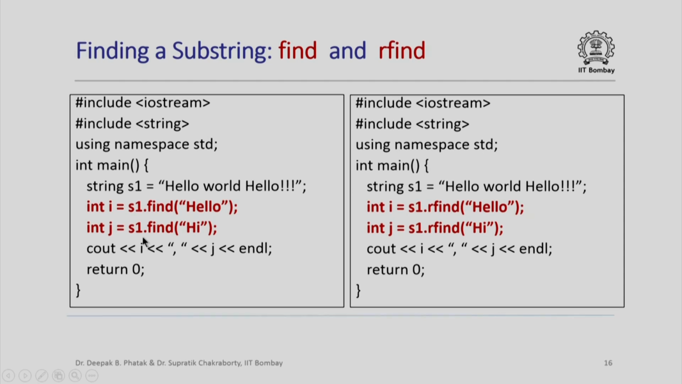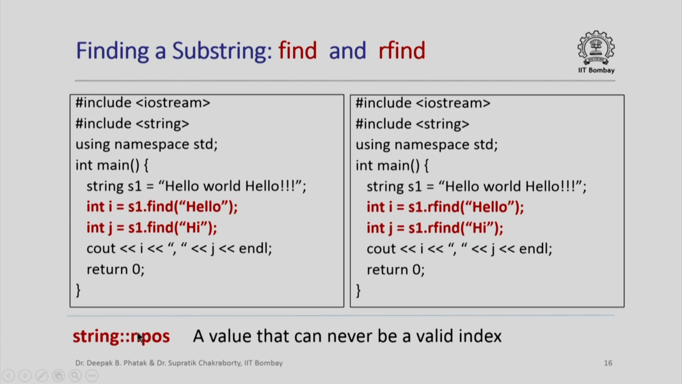On the other hand, if I try to say S1.find("hi"), the string hi does not appear anywhere in the string S1. So what this will return is what is called npos, or no pos. This is basically a value that can never be a valid index. For example, it could be a negative value. So whenever you are invoking the member function find, it is a good idea to check whether whatever has been returned is npos, which is of course defined in the string class. So we have used the scope resolution operator here, string::npos.